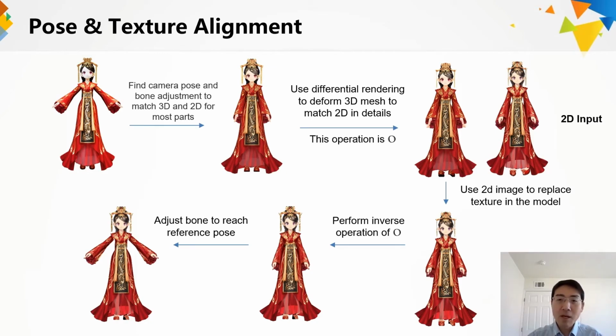And then we perform the inverse operation of O, so that the mesh together with the texture will change back to the original 3D model topology. And finally, we adjust the bones to reach the reference pose, for example, the A pose. So now, by doing this step, we have matching examples from the 2D images and the 3D poses. And learning becomes possible.